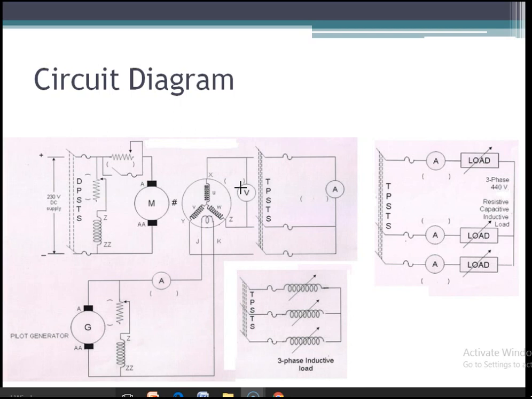Now what we studied is how to conduct an open circuit test by keeping the TPSTS open, how to conduct a short circuit test by shorting the 3 windings of the alternator using this TPSTS, how to conduct a ZPF test using the inductive load, and how to conduct the load test using resistive, inductive and capacitive loads. So these are the 3 things.